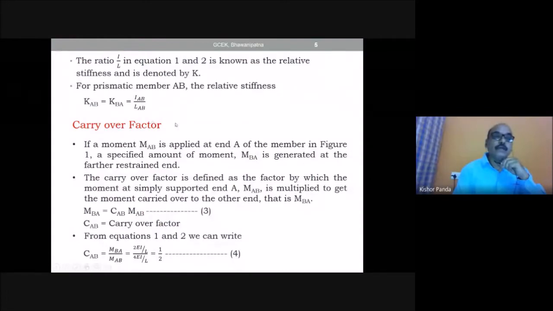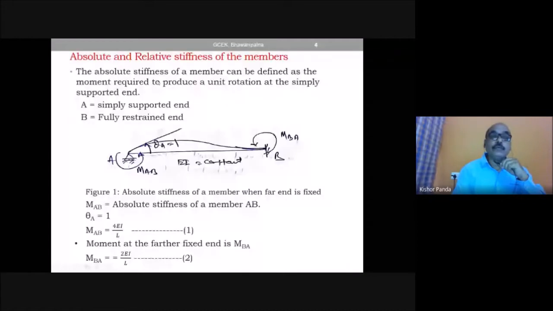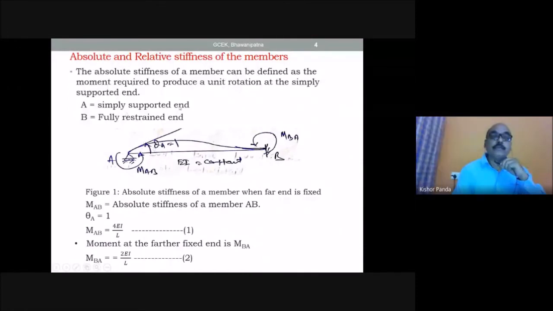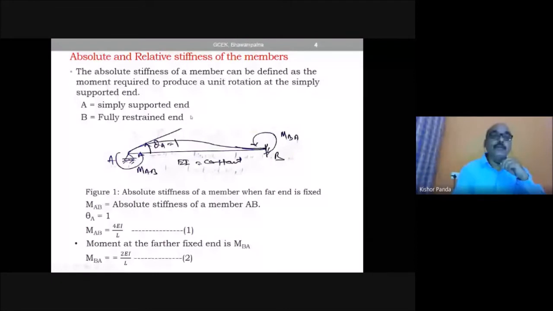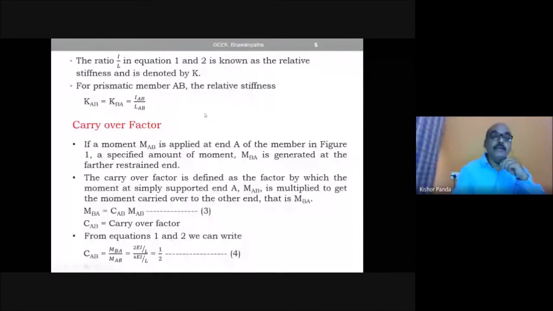So now you are clear what is absolute stiffness and what is relative stiffness. Absolute stiffness of a member is defined as the moment required to produce unit rotation at the simply supported end. And what is the relative stiffness? It is the moment of inertia of a member divided by the length of the member. This ratio is called the relative stiffness of a member.